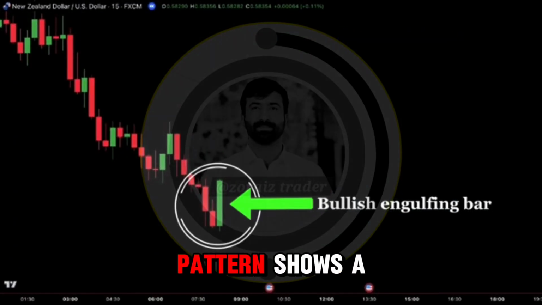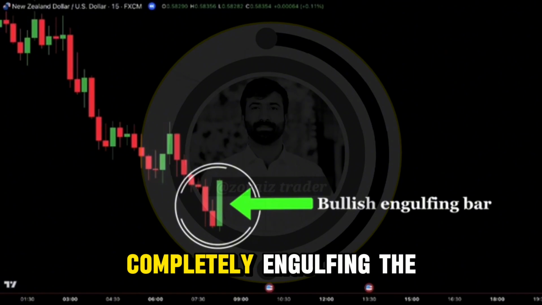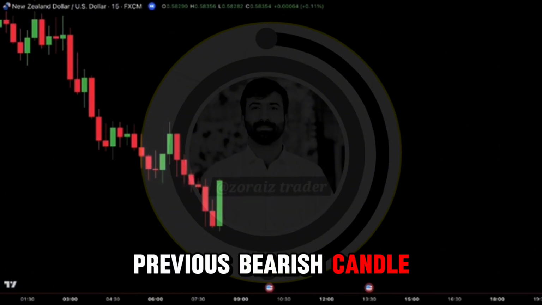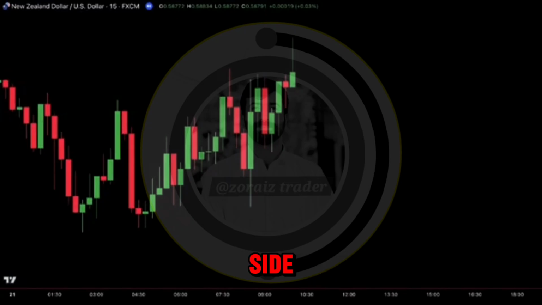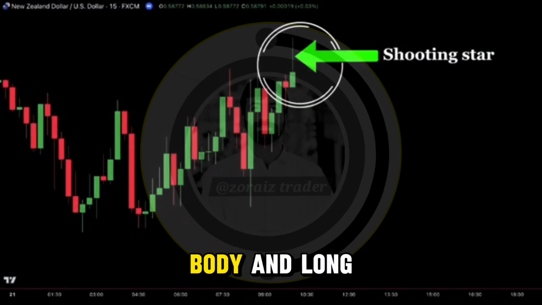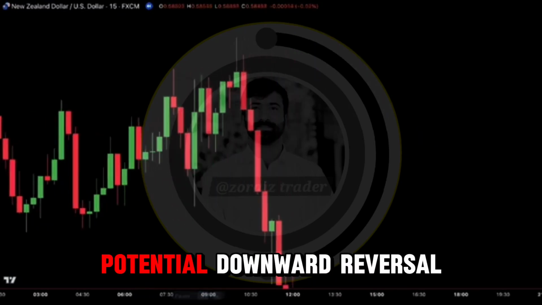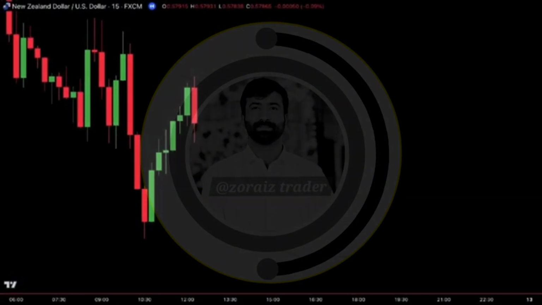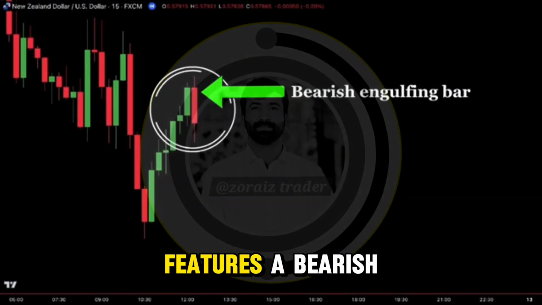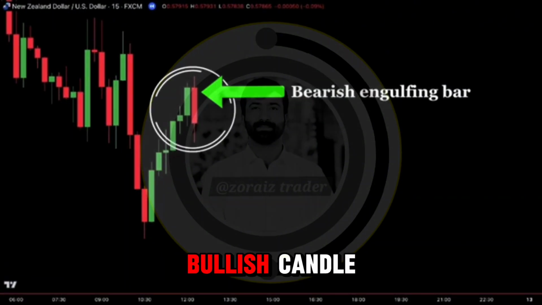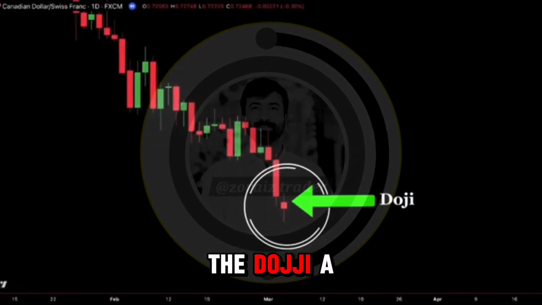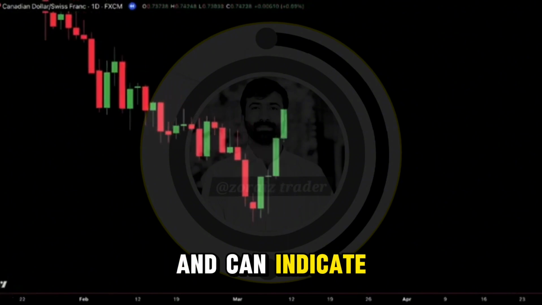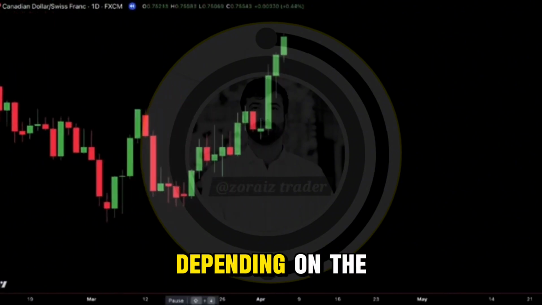The bullish engulfing pattern shows a larger bullish candle completely engulfing the previous bearish candle, indicating strong buying momentum. On the bearish side, a shooting star, with a small body and long upper wick, often signals a potential downward reversal. Similarly, the bearish engulfing pattern features a bearish candle engulfing the prior bullish candle, reflecting strong selling pressure. The doji, a candle with little to no body, signals market indecision and can indicate a reversal or continuation depending on the context.